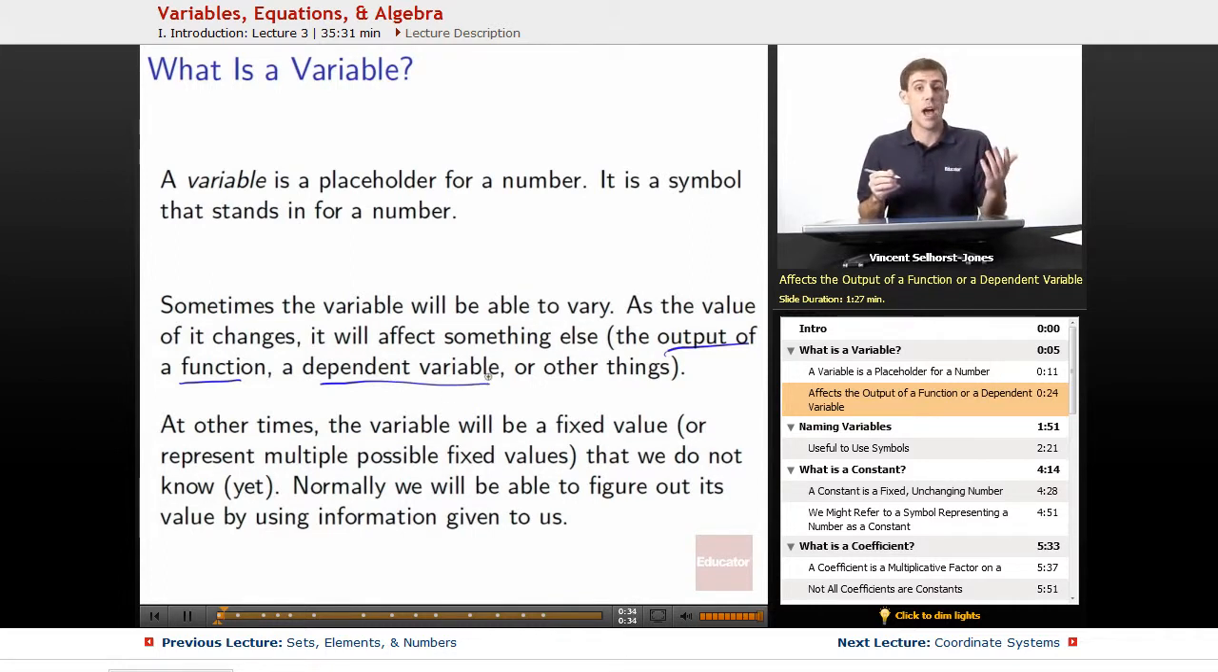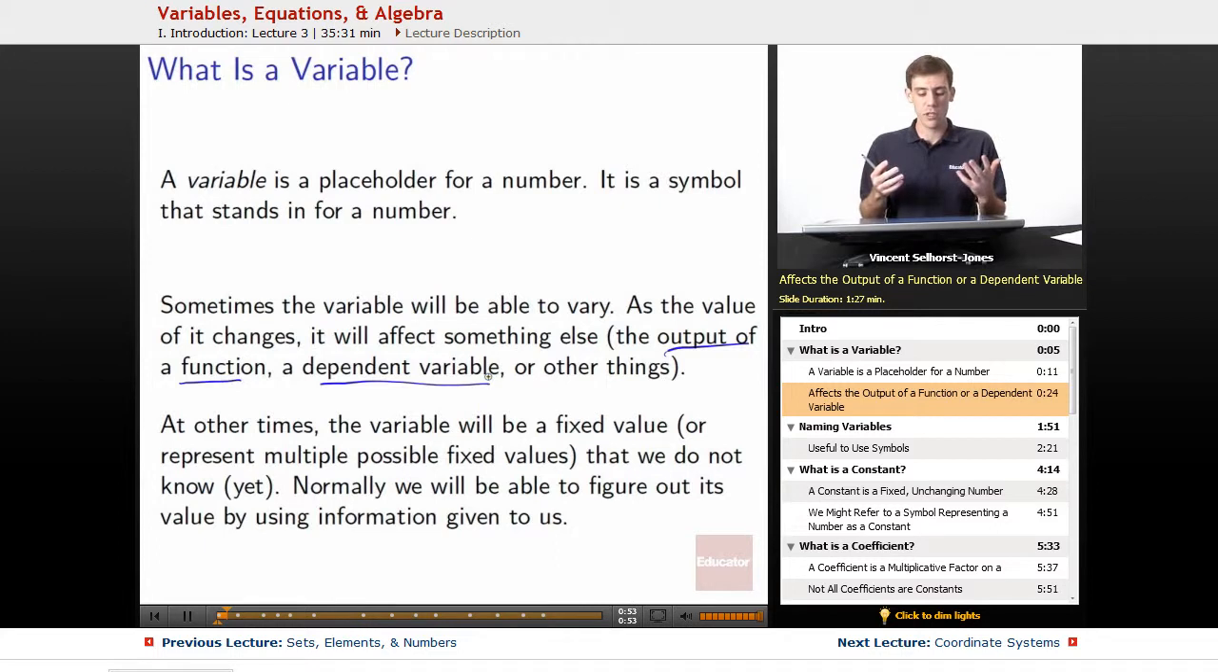If we see something like y equals 3x, where we change x, we make it the independent variable, so we put in different things for x, and it causes our dependent variable y to change, varying on what we put in for x. So that's one way of looking at a variable. It's something that's allowed to vary, and it causes other things to shift around as it changes.